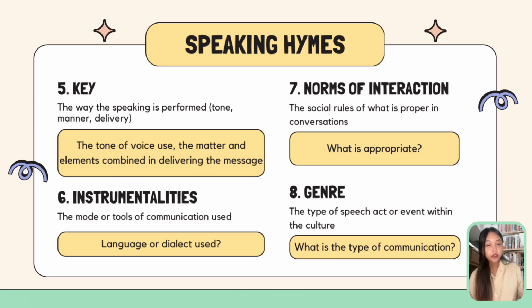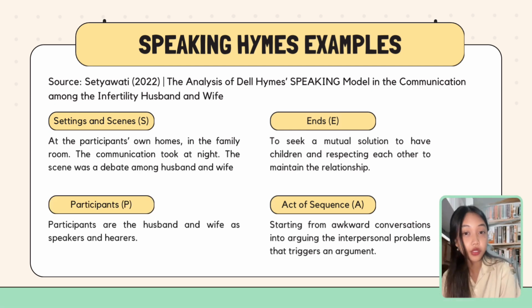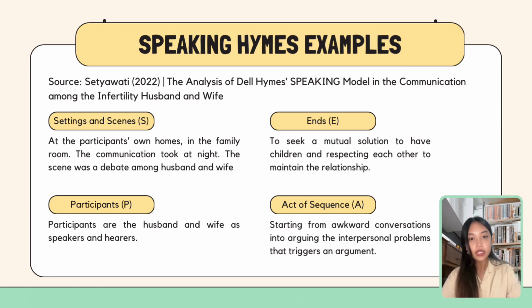Okay, that's all for the explanation. Now we're moving on to examples. I'm going to give you an example from an article. It was from a research by Satyawati in 2022. The title is The Analysis of Hymes Speaking Model in the Communication Among the Infertility Husband and Wife. It's actually a real article, so you can look it up. But this is the breakdown of how Ms. Satyawati used the model to analyze her research.